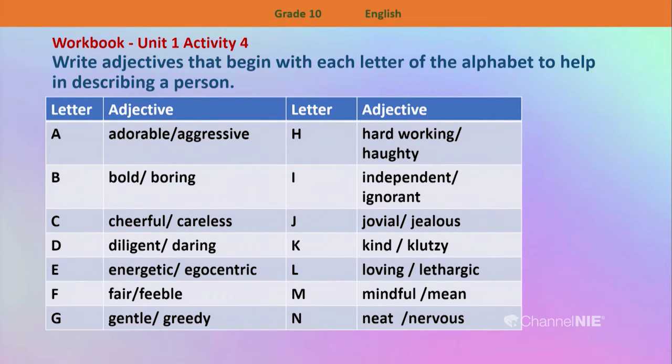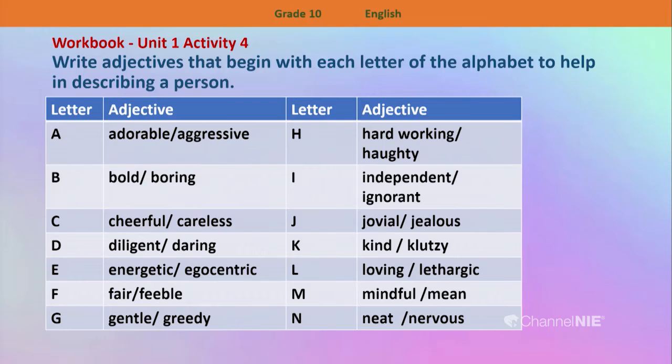Adorable and aggressive. Here I have given a positive quality as well as a negative quality. B, bold, boring. C, cheerful, careless. D, diligent, daring. Diligent, hardworking. E, energetic and egocentric. Egocentric, you are thinking only about yourself. You are conscious of yourself.